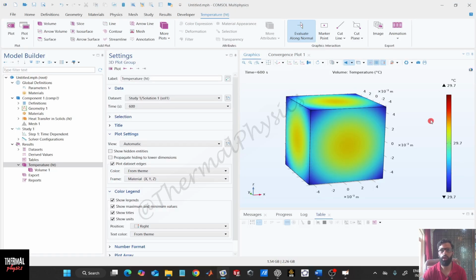So this was the lumped capacitance heat conduction problem solved using the analytical method and using COMSOL Multiphysics software, and we compared both results, and they are essentially the same.